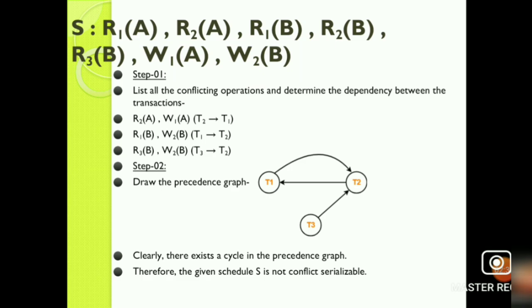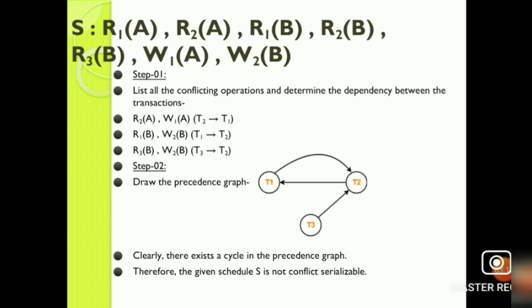So let us consider the example. The schedule is read 1 of A, read 2 of A, read 1 of B, read 2 of B, read 3 of B, write 1 of A, write 2 of B. First we have to determine the conflicts, the dependency between the transactions. So R1 of A and R2 of A, both are reads, so no conflict.